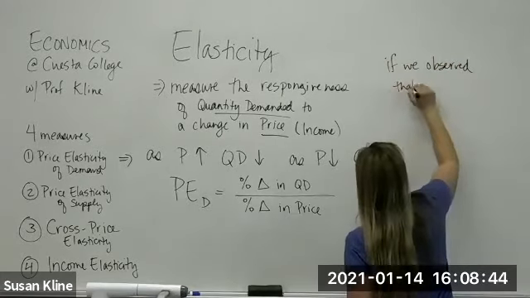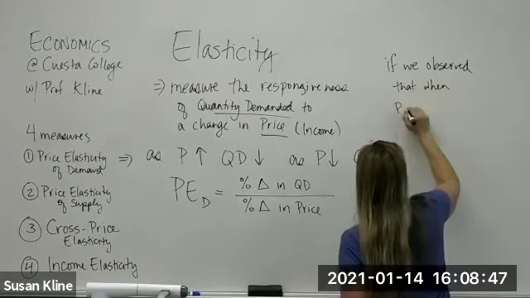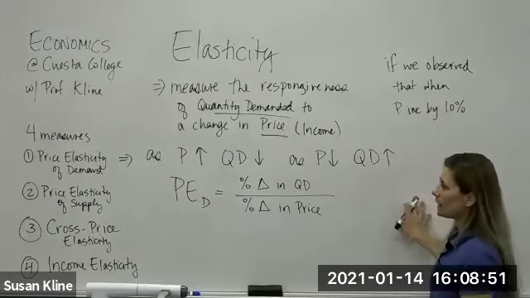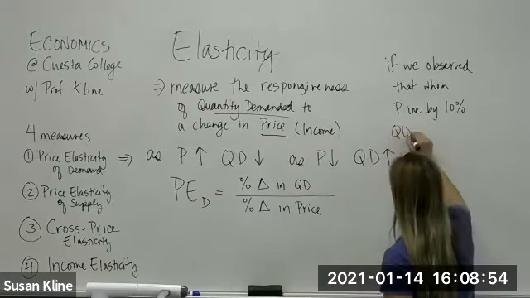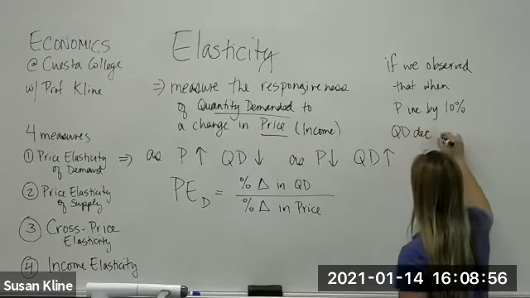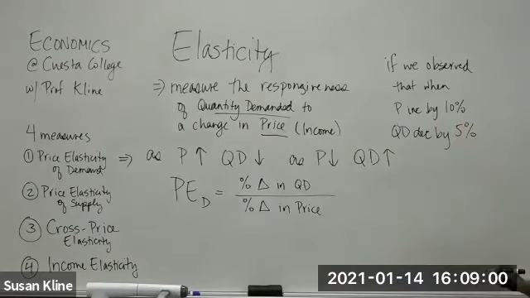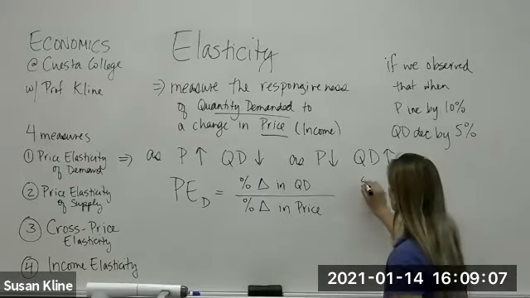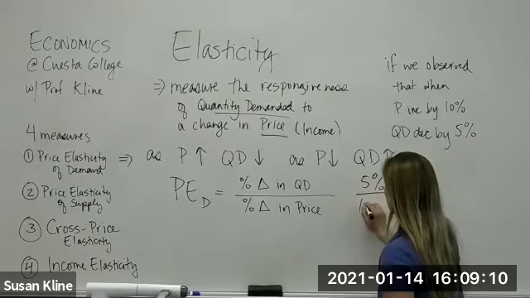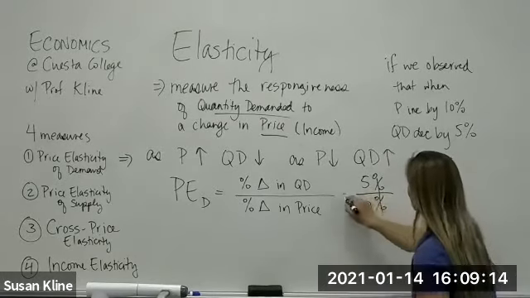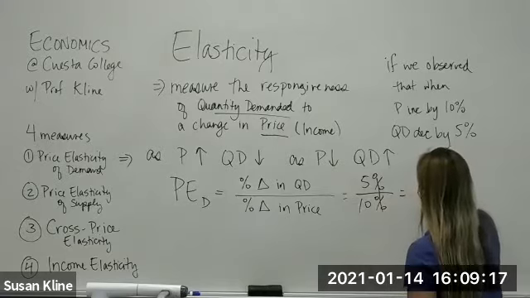So what we're asking here is, if we observed that when price increased by 10%, right? Law of demand tells us that we should expect quantity demanded to decrease. Well, if it decreased by 5%, it didn't decrease by as much as our price went up. And so as we plug this in, we would plug in 5% and 10%, and we can actually just drop the percents, right? And we would get 0.5.